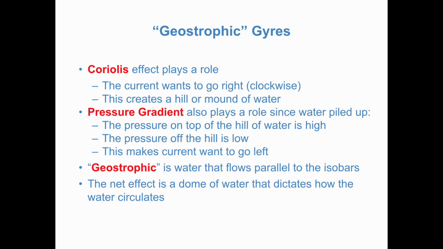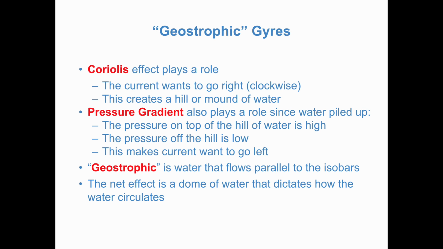Now, geostrophic gyres is a term that we use that combines the Coriolis effect and the pressure gradient at a very large scale. The Coriolis effect plays a role and enables the current to want to go to the right, and that actually pushes or drives a mound of water to be created in the center of that big circulation pattern, or a large-scale hill, if you might. By piling up water, that's going to create a large mound of high pressure, and water wants to go from high pressure to low pressure.